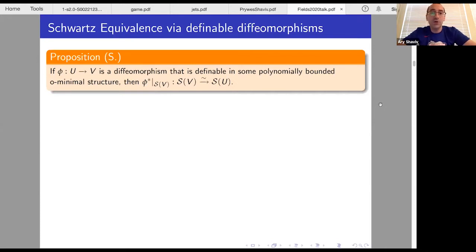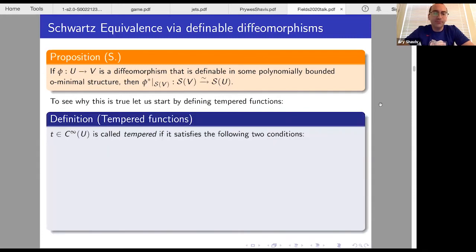Good. So how to see this proposition is true? First, it's not a big surprise, right? You expect it to be true, but let's see how to prove it. So let's start by defining tempered functions. Tempered functions on, again, U, an open subset of R^n. The function is tempered if it satisfies two conditions.